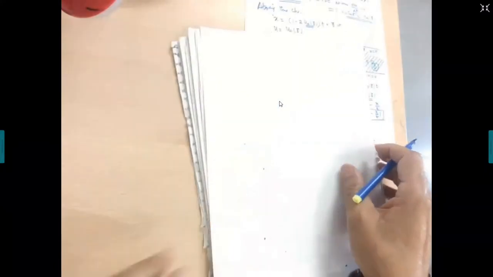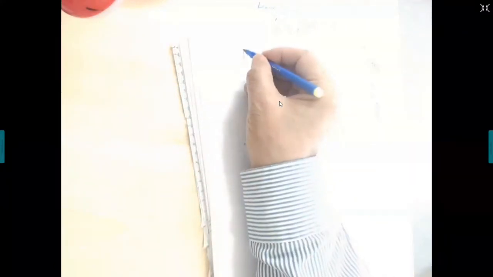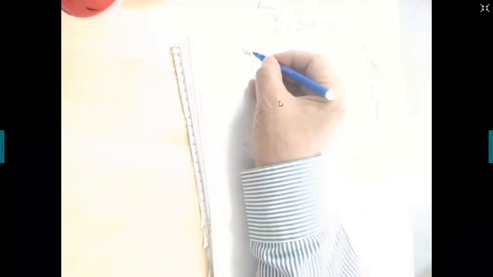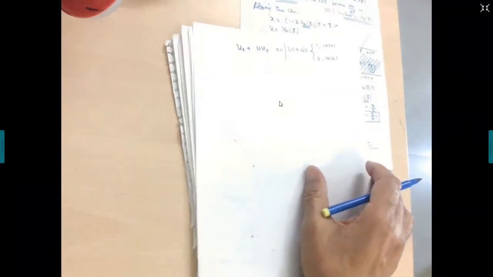Yes, let's take this example. In the said Burgers' equation, this is the Riemann problem: u_t plus u u_x equals 0, satisfying the condition that u is equal to 1 when mod x is greater than 1 and 0 when mod x is less than 1.